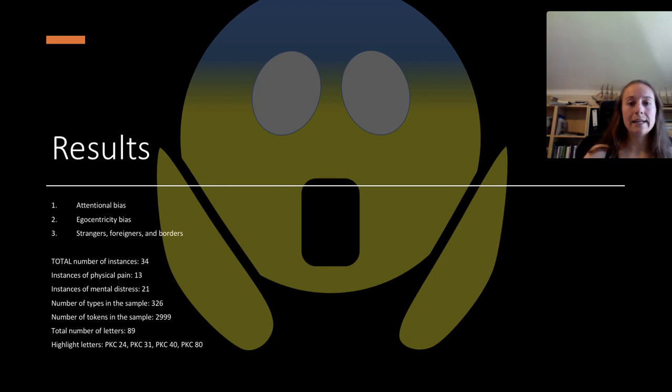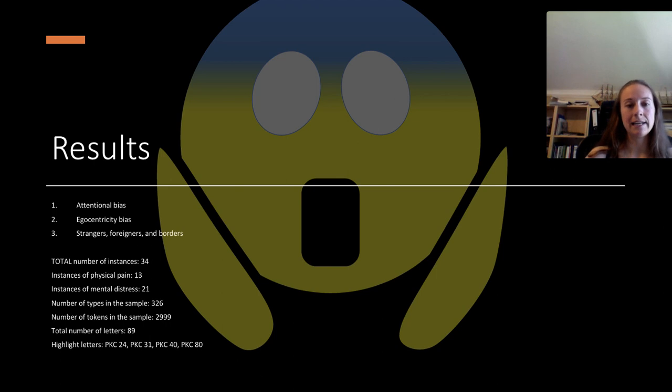I have 4 highlight letters. The reason I call them highlight letters is that they show a number of attentionally biased expressions of emotion in the domain of physical pain and mental distress. And then there are 2 odd ones out, PKC 31 and PKC 80, because they also shift the perspective to the other, which is quite interesting because they have attentional bias, so we are going on and on and on about a negative emotion, but then you're also able to shift perspective to the other, which is quite unexpected. The reason in both letters is actually that these letters are very clearly sectioned.